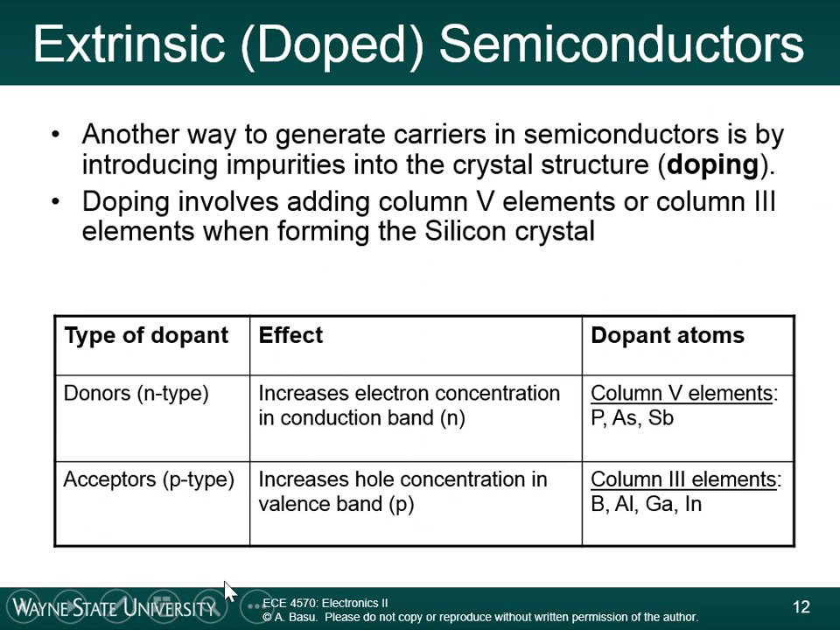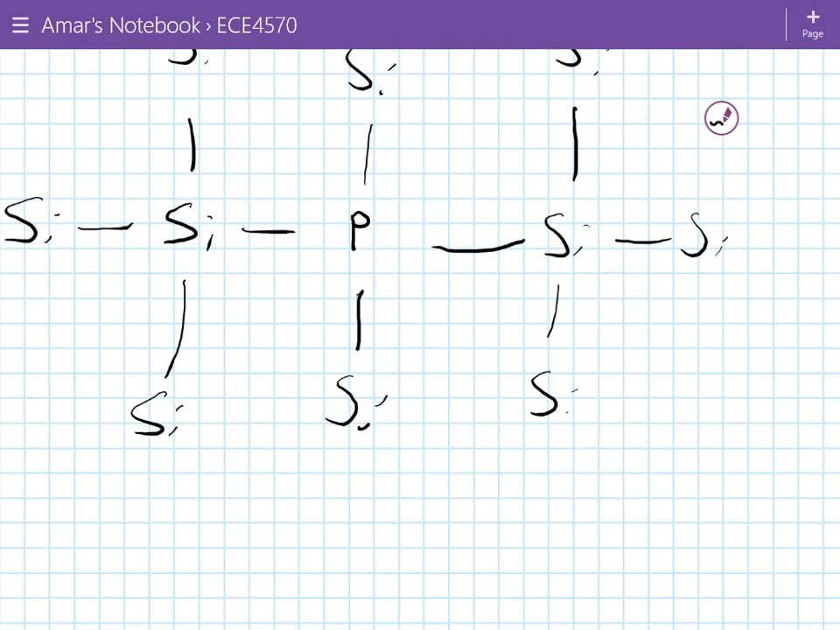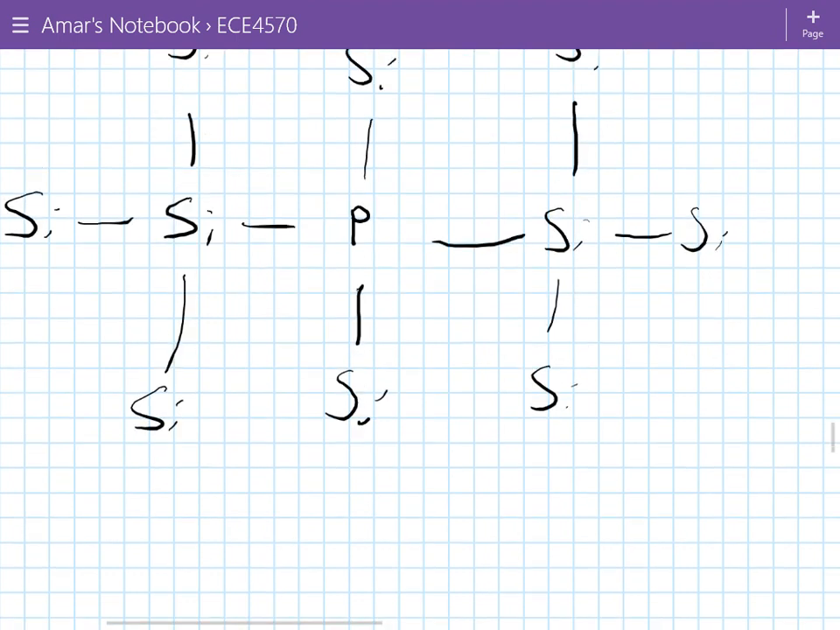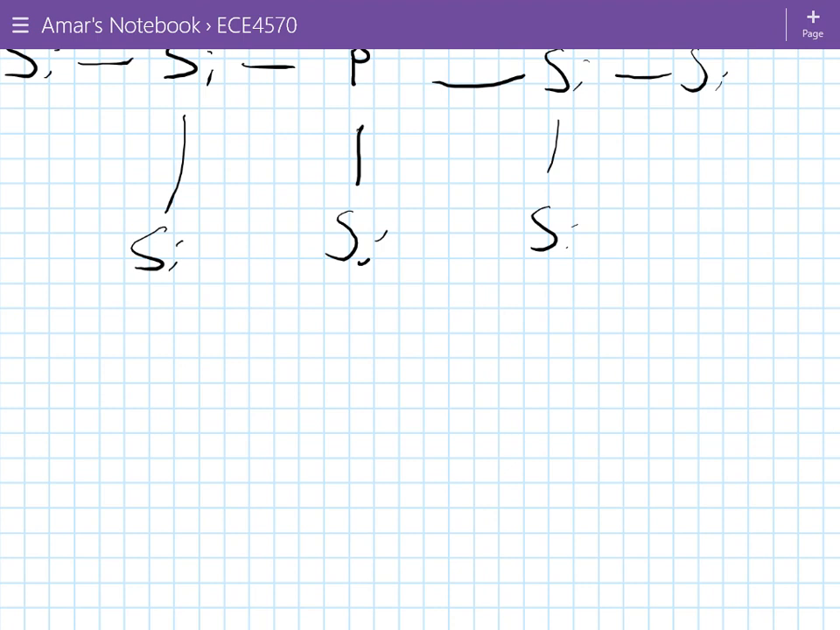If we want to dope a semiconductor N-type, an example of that would be phosphorus. You could also do arsenic. You could also do Sb. What would happen if we replaced a silicon atom with phosphorus? So a silicon atom looks something like this: 1, 2, 3, 4. Phosphorus looks something like this: 1, 2, 3, 4, 5.